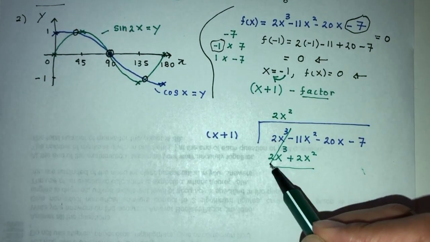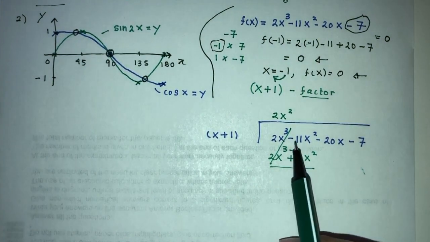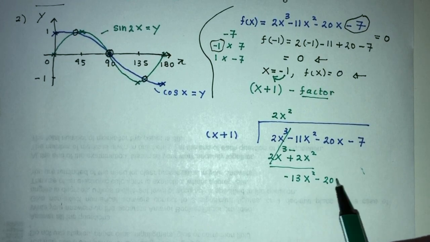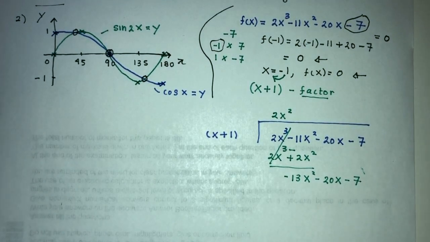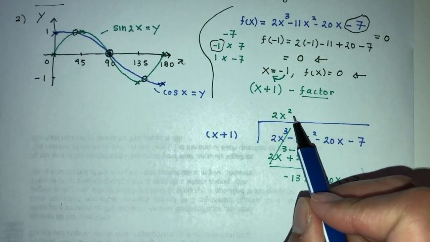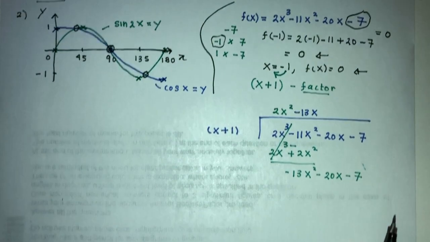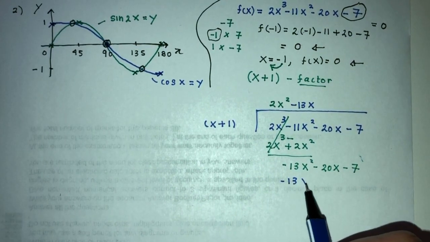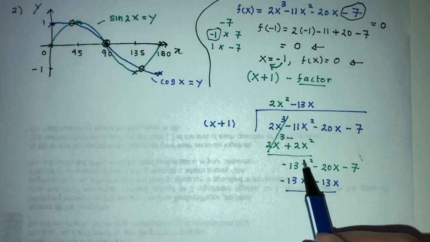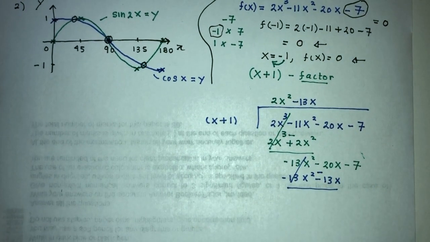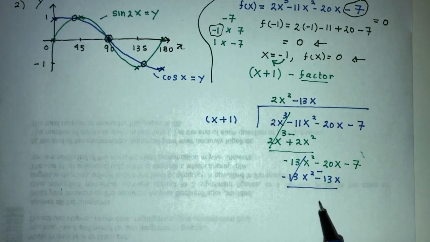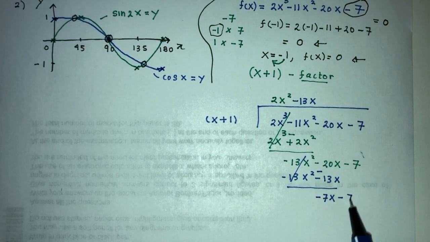So this will cancel out, and then we have to subtract, right? So minus 11 minus 2, that will be minus 13x squared minus 20x minus 7. Now same question, how can you make x become minus 13x squared? You have to multiply by minus 13x. That will give you minus 13x squared minus 13x. So this will cancel out. So minus 20, minus minus becomes plus, minus 20 plus 13, that should be minus 7x minus 7.